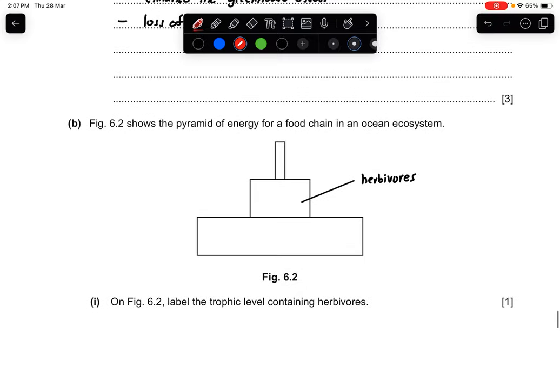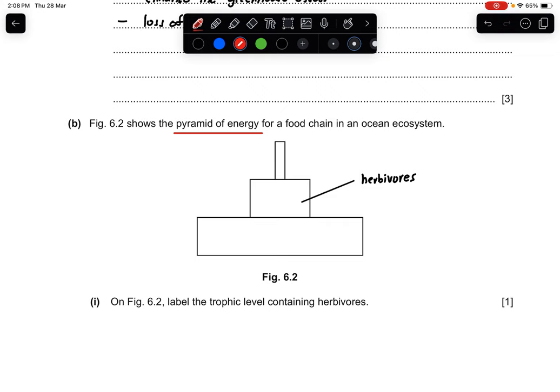And then B, figure 6.2 shows a pyramid of energy for a food chain in an ocean ecosystem. On figure 6.2, label the trophic level containing herbivores. Okay, what is a pyramid of energy? With a pyramid of energy, there's only one thing you need to know: the energy will decrease as the trophic level increases. What does this mean? As the trophic level increases, the pyramid becomes smaller, because from your knowledge, you know that the producers usually have the most energy because it's coming directly from the sun.